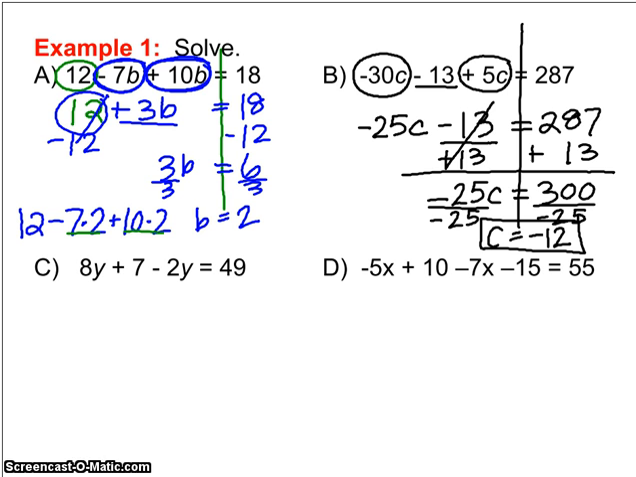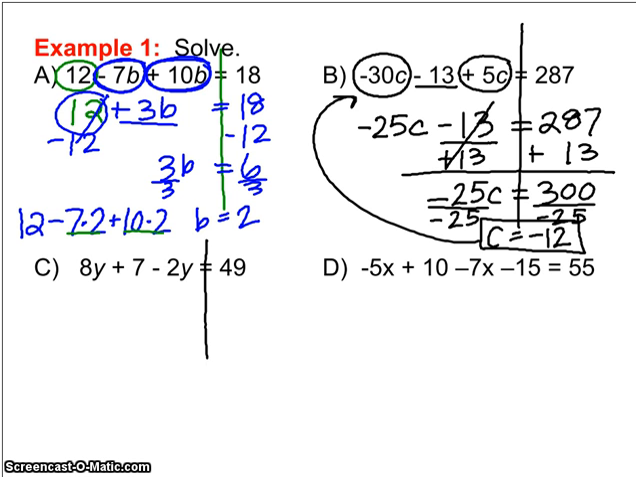You're going to take your answer, negative 12, plug it back into the original equation, type in negative 30 times 12 minus 13 plus 5 times negative 12, and you should get negative 287. Panthers, please make sure you check.